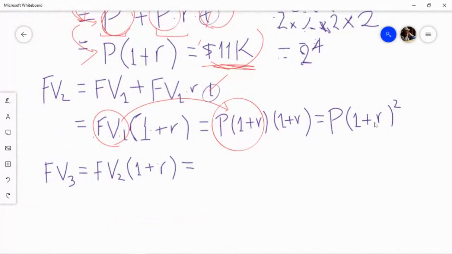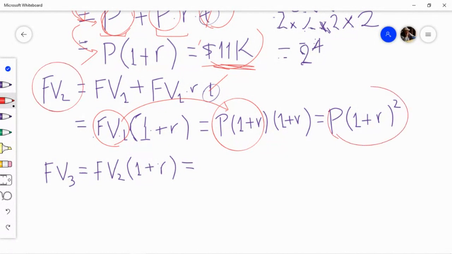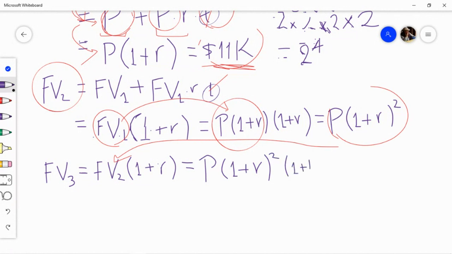We have just defined FV2, this is FV2 we defined, right? So what do you do? You simply replace FV2 by its own definition. Then it's going to be P times (1 plus R) squared, and then there's another (1 plus R). Then what does it become? We know how to write this. This will be P times (1 plus R) cubed, right?